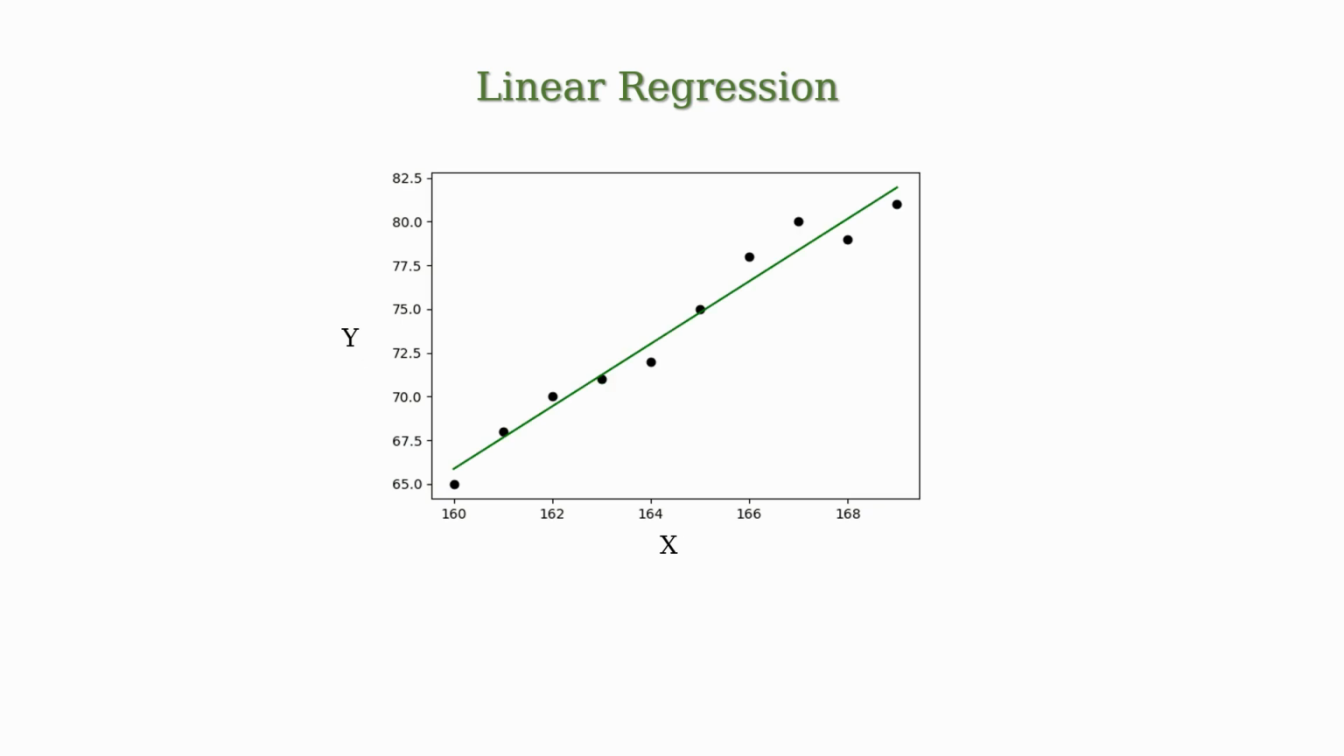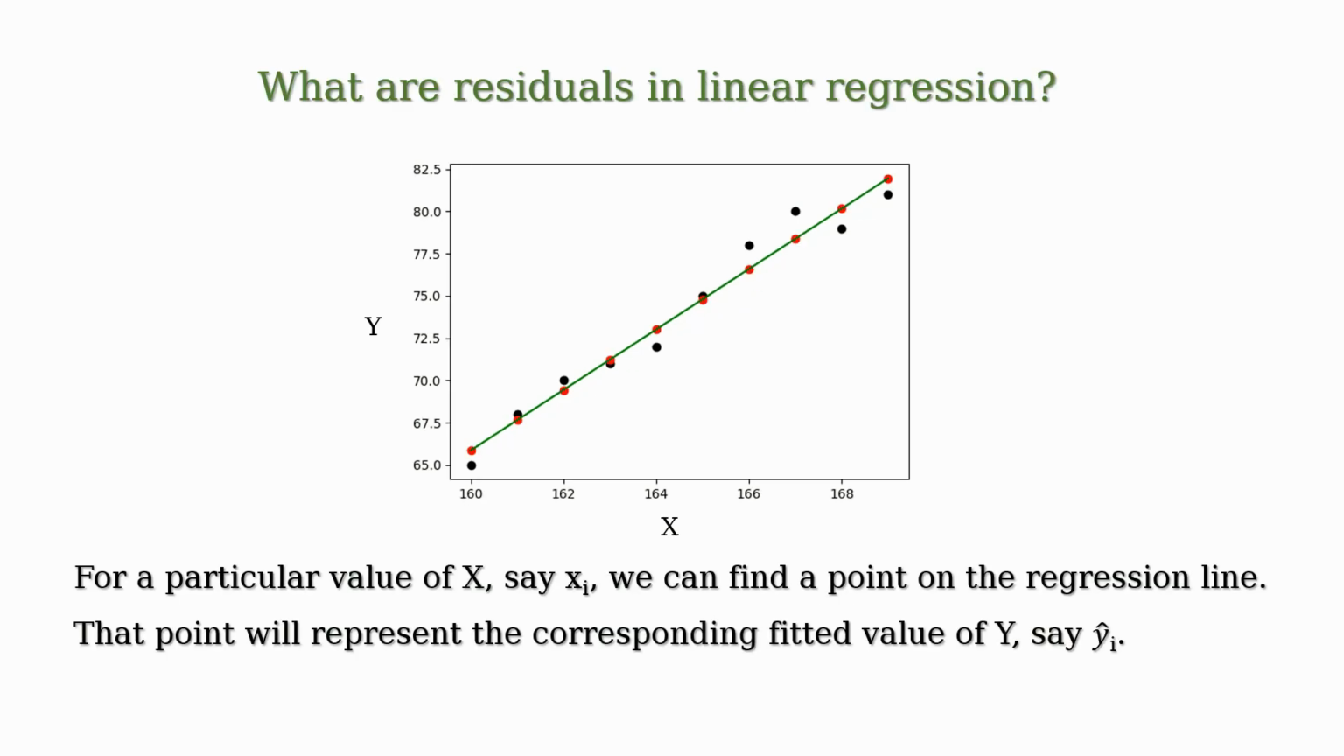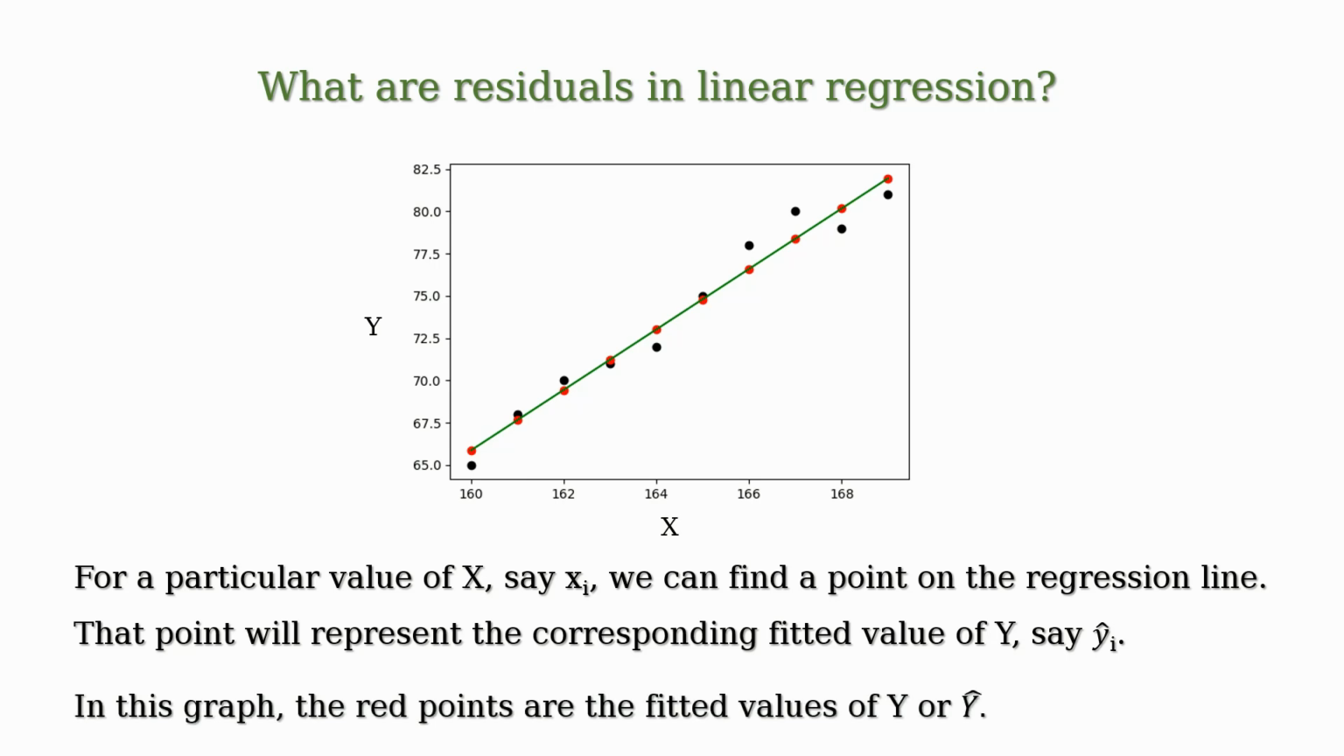Then we can draw the regression line. The points in black represent the observed values of y. And for a particular value of x, say xi, we can find a point on the regression line. That point will represent the corresponding fitted or calculated value of capital Y, say yi hat. In this graph, the red points are the fitted values of capital Y or capital Y hat.